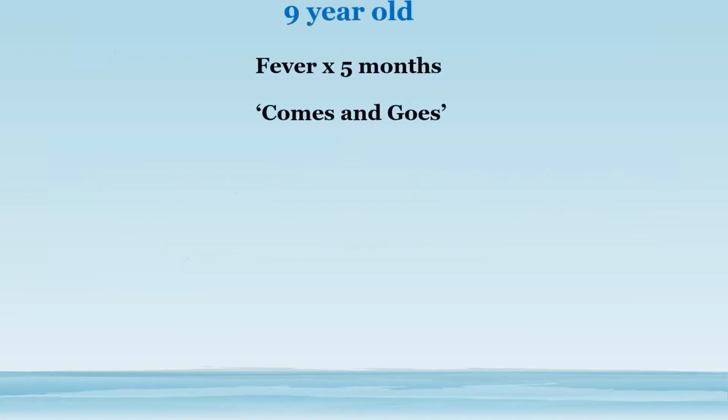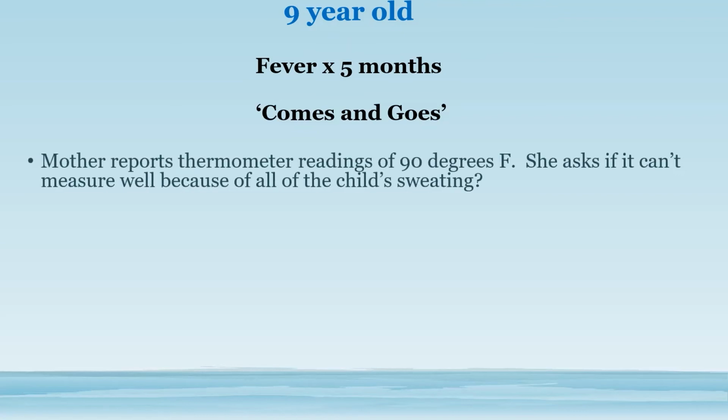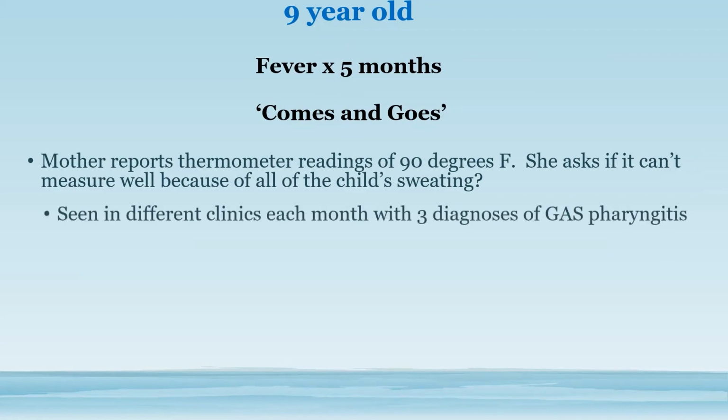And then the other case, I have a 9-year-old who came in with her mother for fever that had been present for 5 months. And mother's description was that it comes and goes, tends to almost occur monthly. When you ask the mother what level of fever the child has, she said 90 degrees. And you're like, that's not exactly a fever. And mother says, well, I'm not sure if the digital number is just broken, or maybe the thermometer is not working because the child is so wet. She's always sweating so much when I'm trying to check her temperature, measure her temperature.